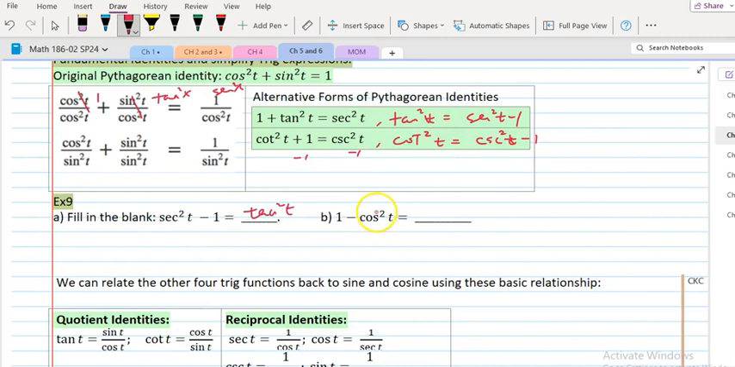1 minus cotangent squared t is what? If I do minus cosine squared t, the cosine squared t will cancel. It's actually sine squared t.